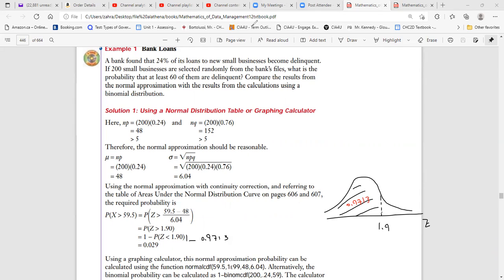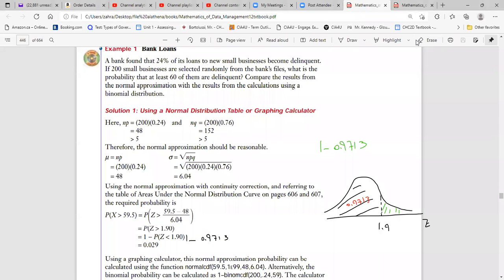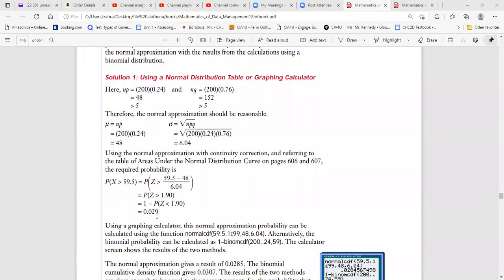But I want to find this area, the green area. I'll just mark it in green. Because the total area is 1, this area is going to be 1 minus 0.9713. Make sure I have the right number here. Yes, 0.9713, good. Now let me erase this. So the answer, the probability that X is greater than 59.5, is 0.029, or multiplied by 100 is 2.9%.